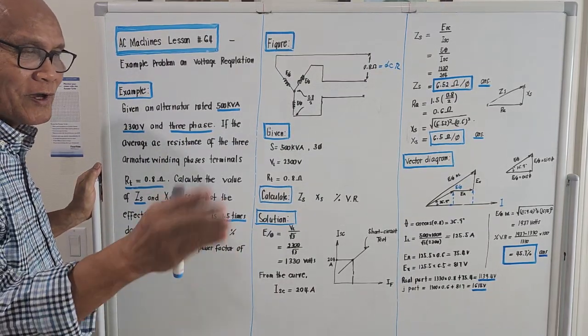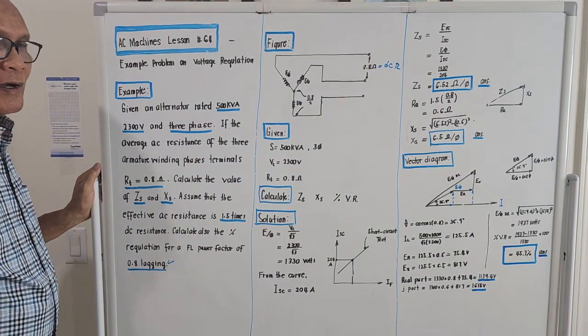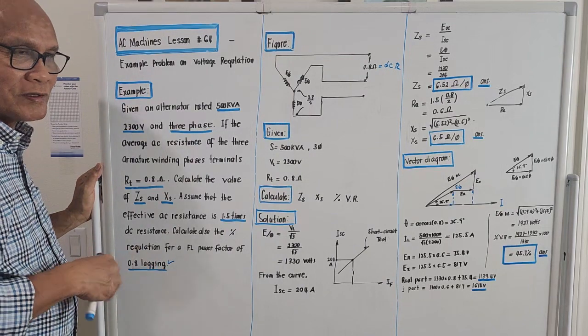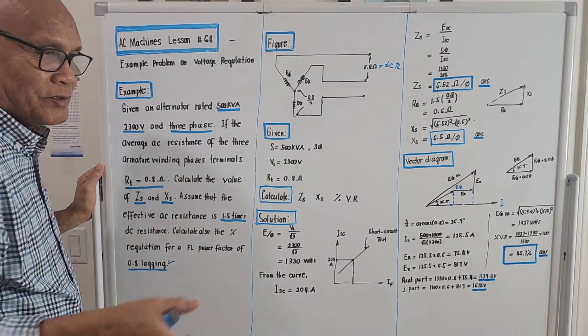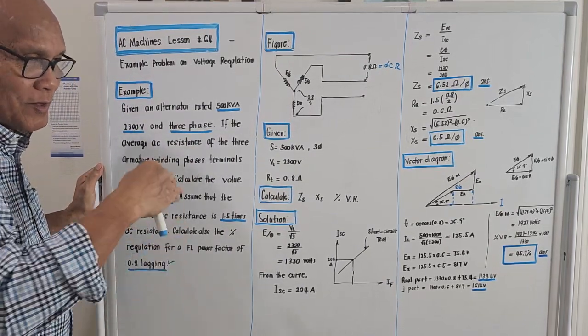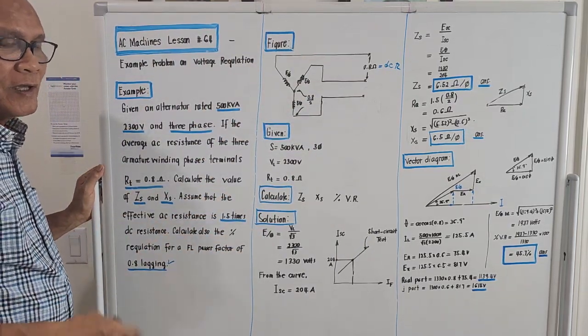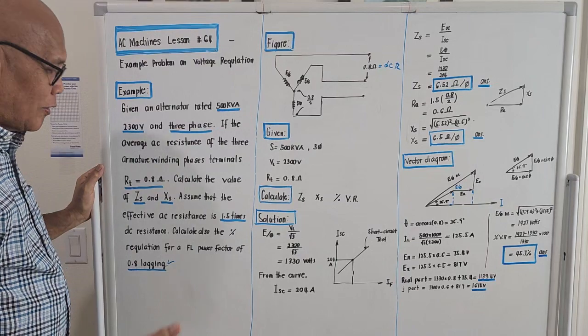That's why during peak hours, utility companies try to convince us to shut down our air conditioners, because the alternators from the generator side might be overloaded, including the transmission lines. Okay, let's proceed.